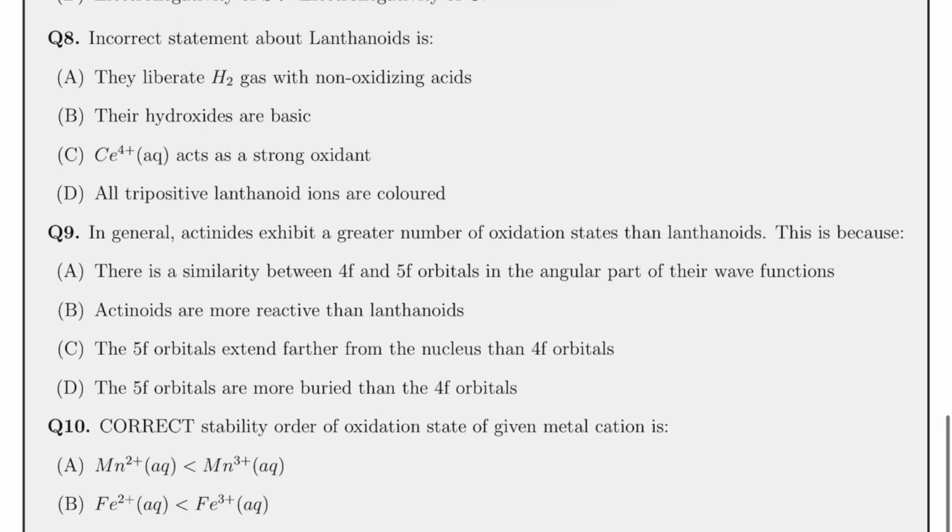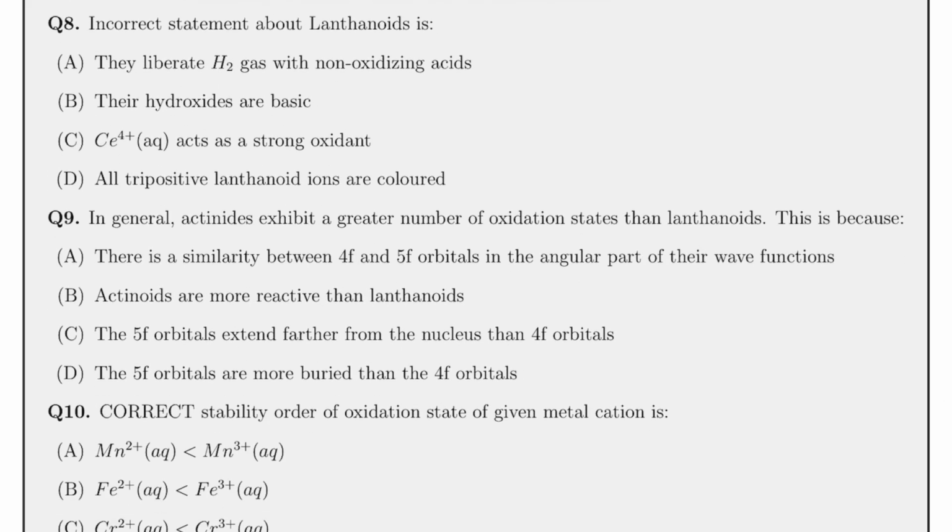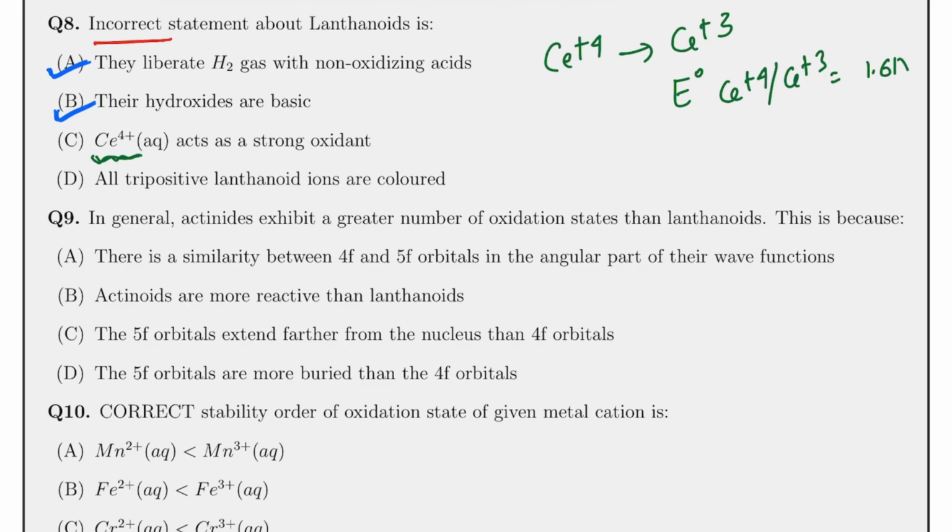The 8th one is from lanthanoids. If I talk about lanthanoids, then yes, they are highly electropositive and strongly basic. If that is the case, then the first and second options are pretty correct, but you need to find the incorrect one. The important thing inside lanthanoids is the nature of cerium plus 4. For cerium plus 4 to cerium plus 3, the reduction potential comes out to be 1.61 volt, which is a very high value, so a strong tendency to gain electrons.